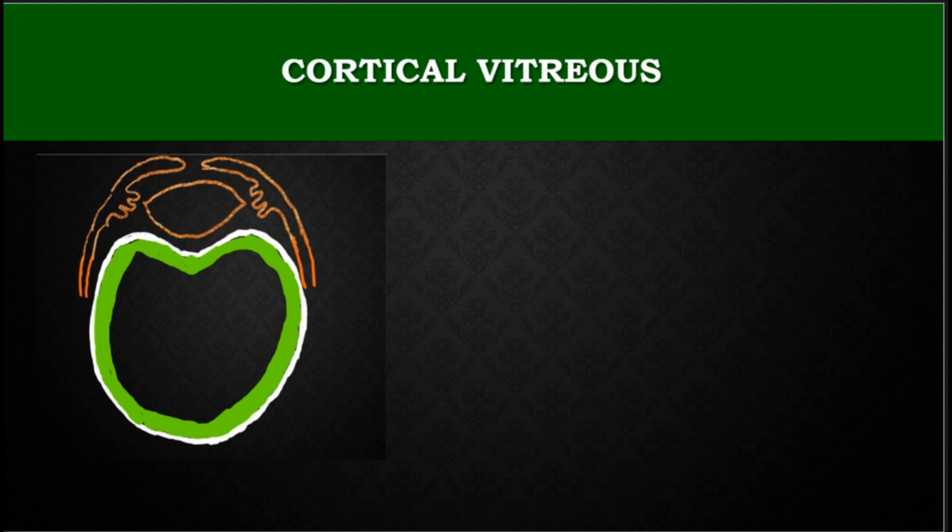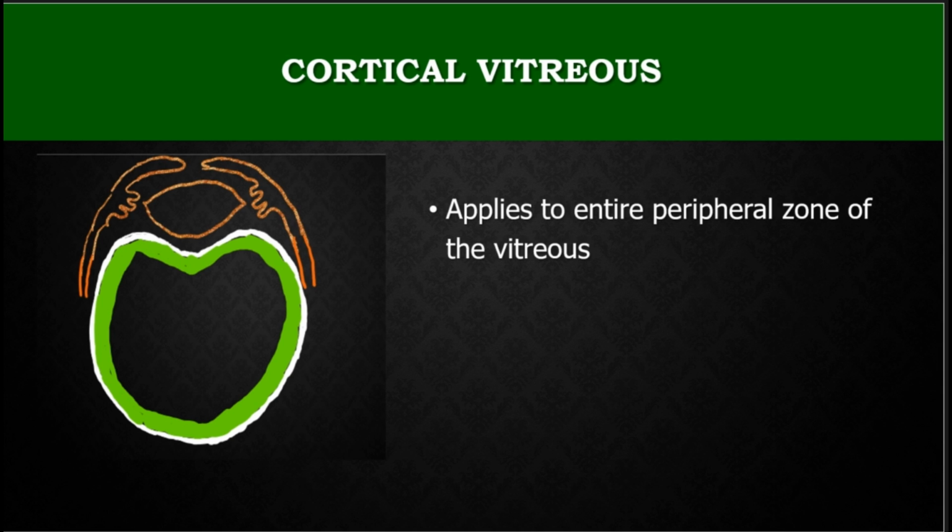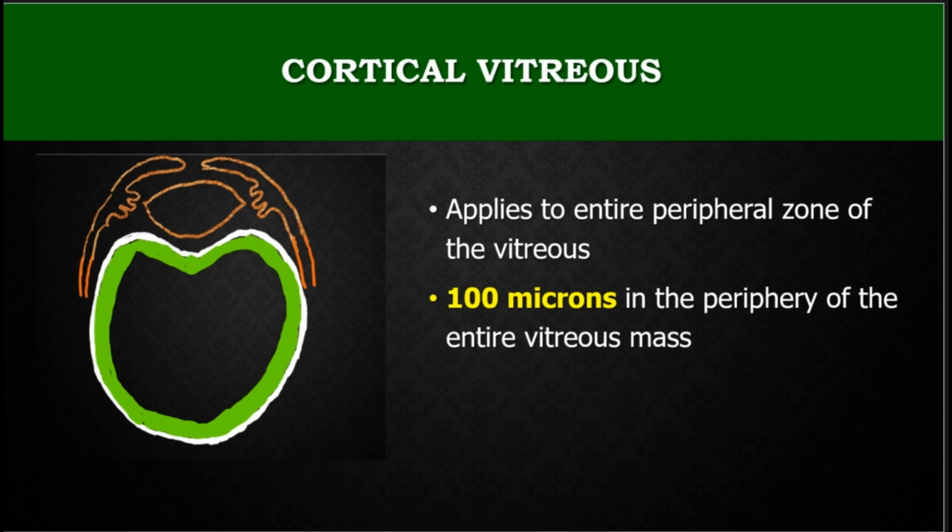Now, we finished discussing the hyaloid membrane, and next we are going to move slightly inside and talk about the cortical vitreous. The term cortical vitreous applies to almost the entire peripheral zone of the vitreous, drawn over here in green color, and the thickness of this periphery is about 100 microns.